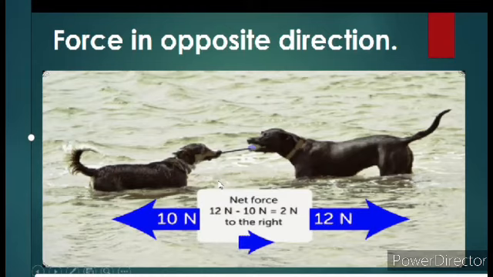Next picture will be another example of forces acting in the opposite direction. We have here two dogs. They are playing tug of war, the other one somewhat smaller than the other. The first dog has 10 newtons, while the other one has 12 newtons. So to get the net force of these two dogs, we need to subtract them. So 12 newtons minus 10 newtons, we will get 2 newtons going to the right.